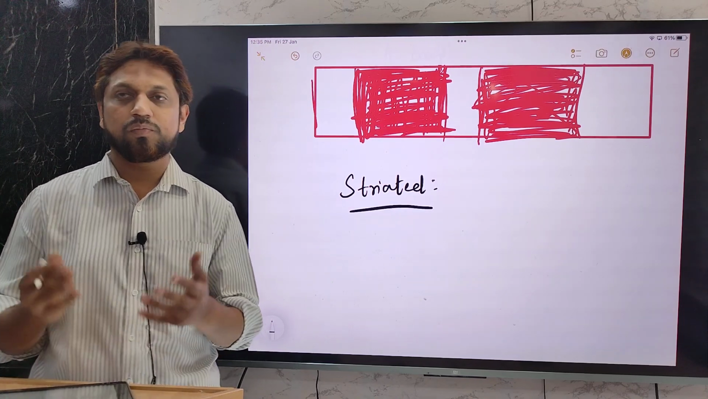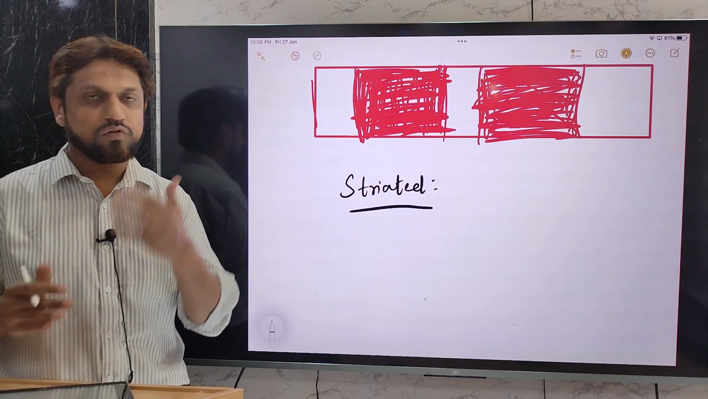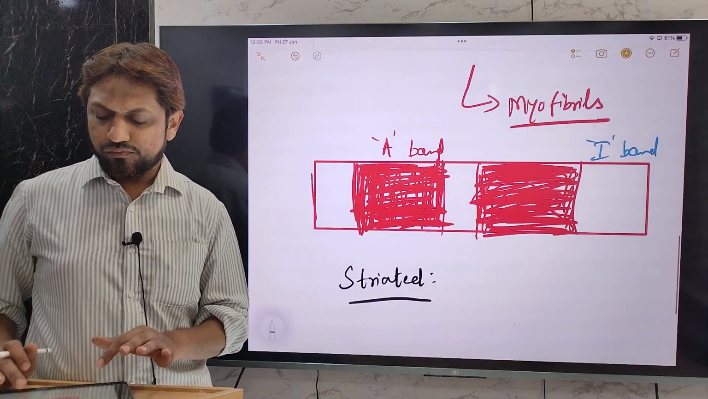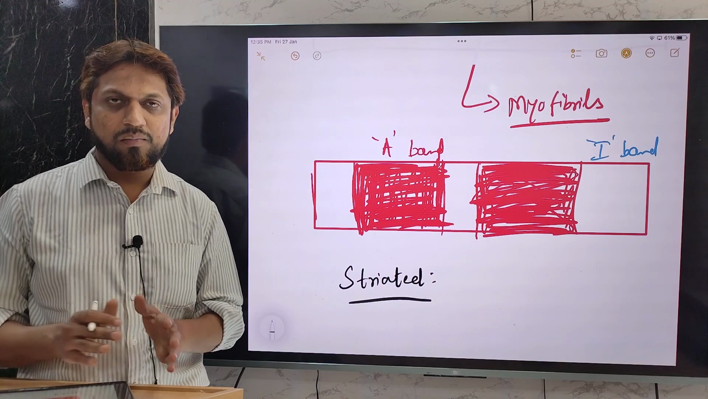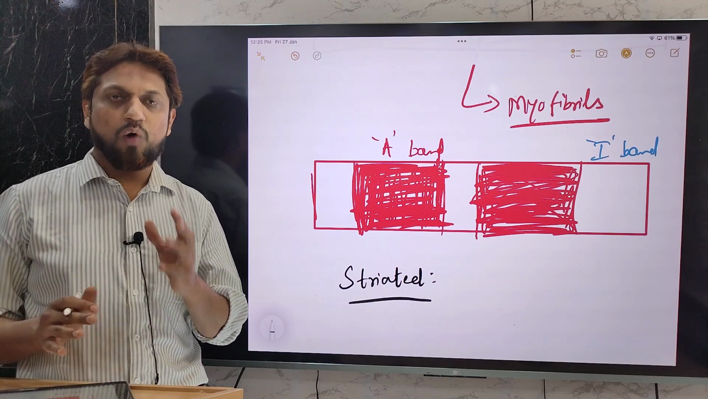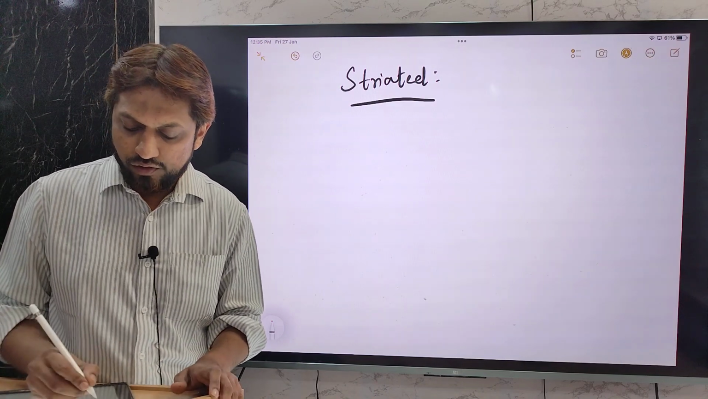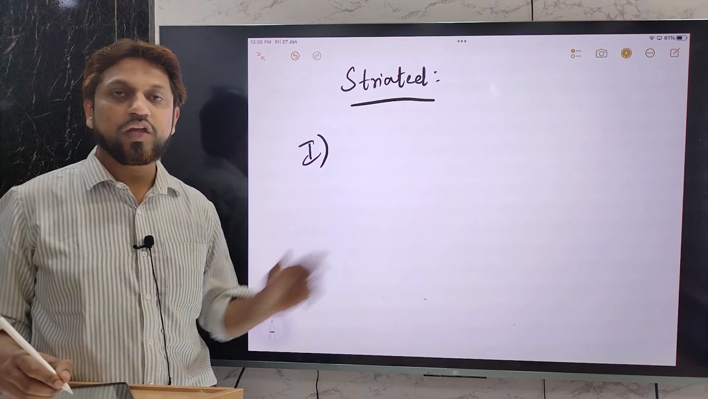Even in light microscopy you can see the striations, and these striations of the skeletal muscle are because of these myofibrils. Now in these myofibrils, the dark band or the light band, what proteins are they made up of? We'll discuss those proteins. Mainly they are made up of the following proteins.